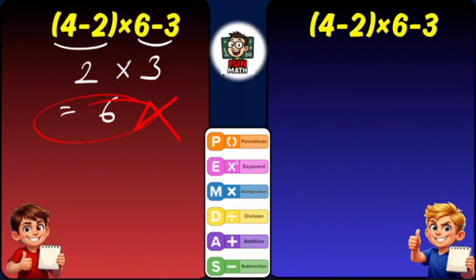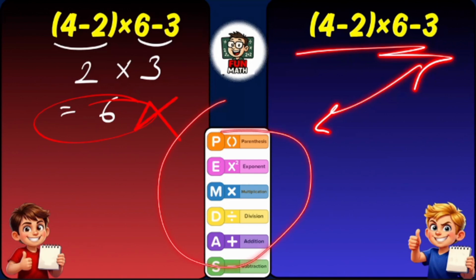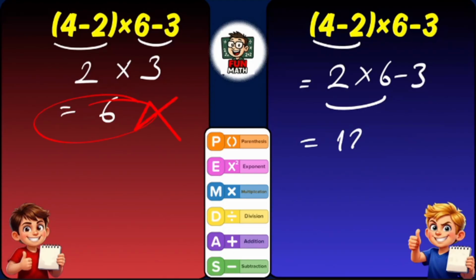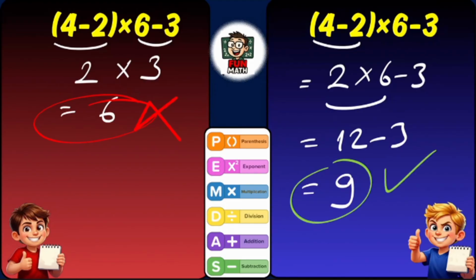Okay, now let's solve the equation according to the rule. First, parenthesis: 4 minus 2 equals 2. Then we have multiplication 6 and subtraction 3. Now, multiplication and subtraction. First, multiplication: 2 times 6 equals 12. Finally, subtraction: 12 minus 3 equals 9. The correct answer is 9.